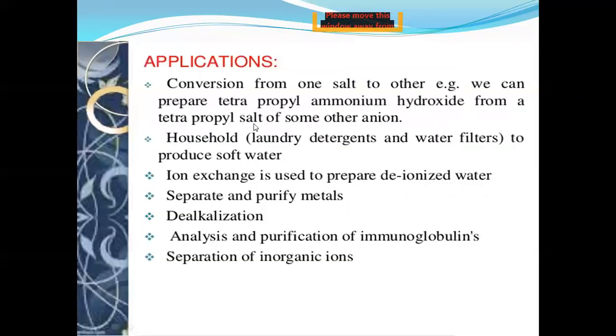Okay, applications. Where do we use ion exchange chromatography? Generally, in the conversion from one salt to another salt. For example, we can prepare tetrapropyl ammonium hydroxide from a tetrapropyl ammonium salt with some other anions. So we use this for the conversion of salts from one form to another form.